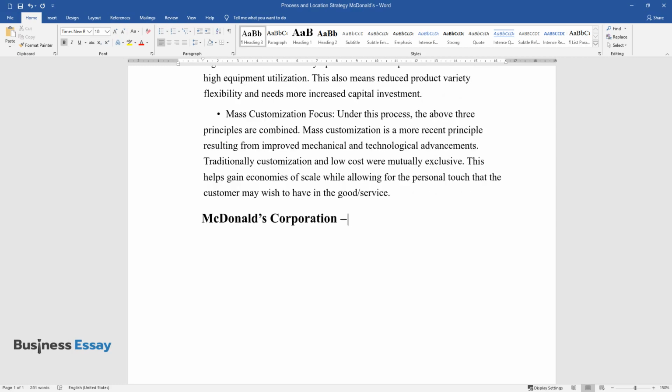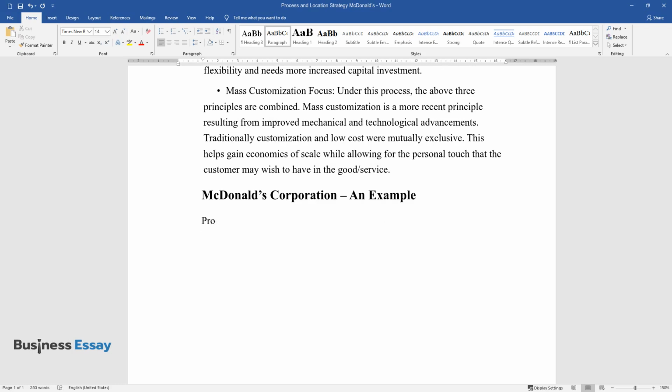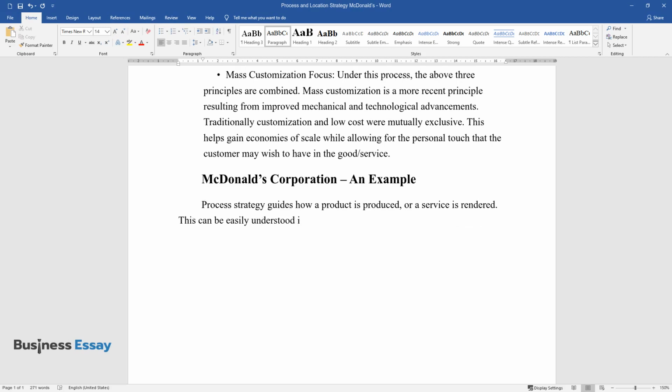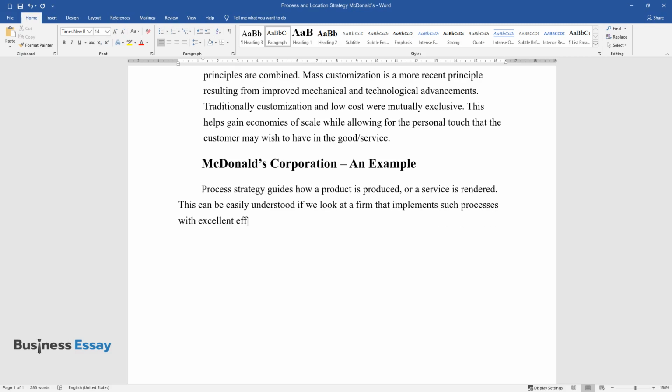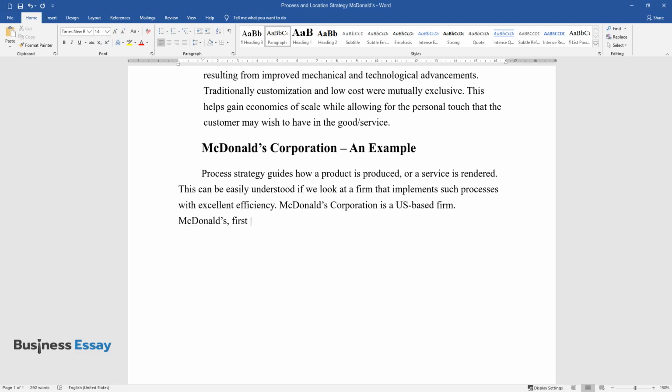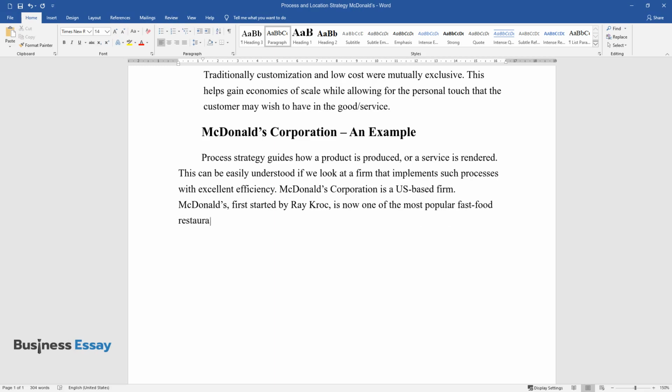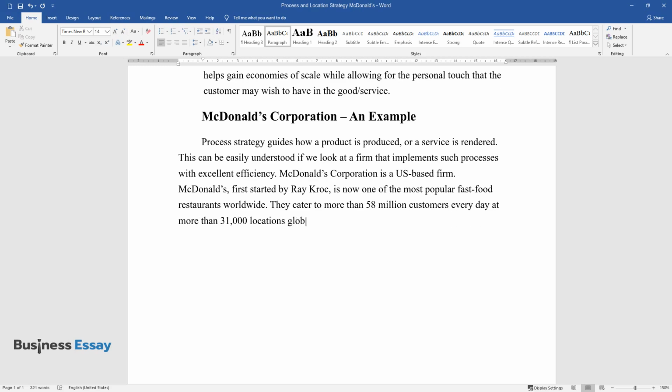McDonald's Corporation, an example. Process strategy guides how a product is produced or a service is rendered. This can be easily understood if we look at a firm that implements such processes with excellent efficiency. McDonald's Corporation is a U.S.-based firm. McDonald's, first started by Ray Kroc, is now one of the most popular fast food restaurants worldwide. They cater to more than 58 million customers every day at more than 31,000 locations globally, generating revenue worth $23.5 billion US in 2008.